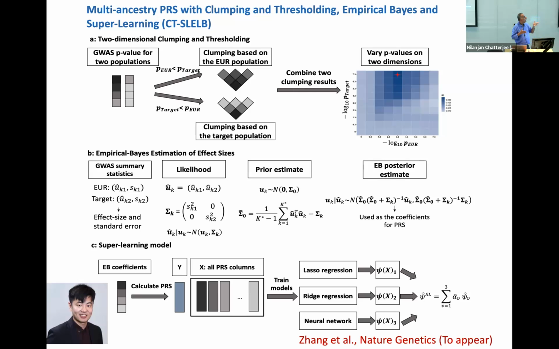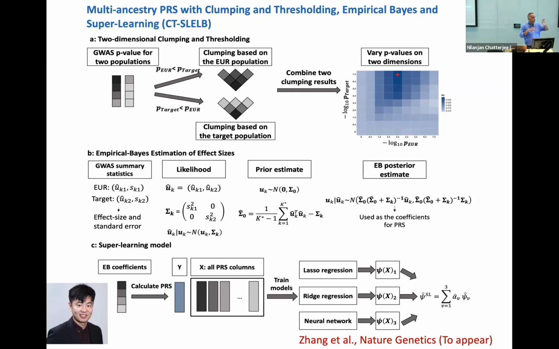And then for the thresholding, we propose this idea called two-dimensional thresholding, where we allow two different sets of thresholds, one for the p-values for the European and one for the p-values for the African. We want to allow different thresholds because we know the African sample size is much smaller, right? We expect the p-values will be weaker. So if we apply the same stringent threshold to both European and African, a lot of the time SNPs will not meet the criteria in the African population.